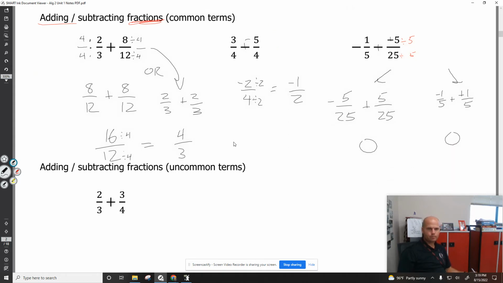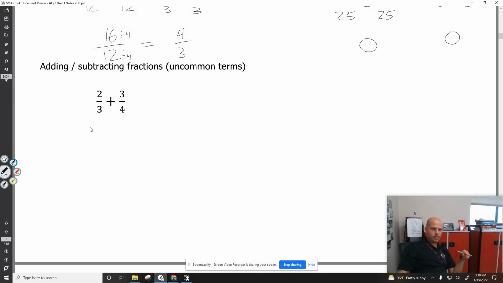Okay. Now, here's when it gets tricky. You have 2 of these thirds. You cut the pizza into 3 slices. You have 2 of them.